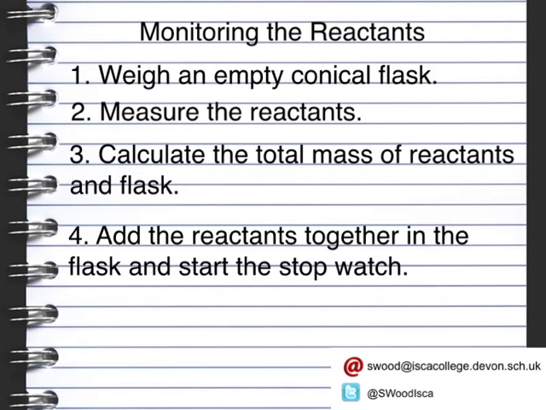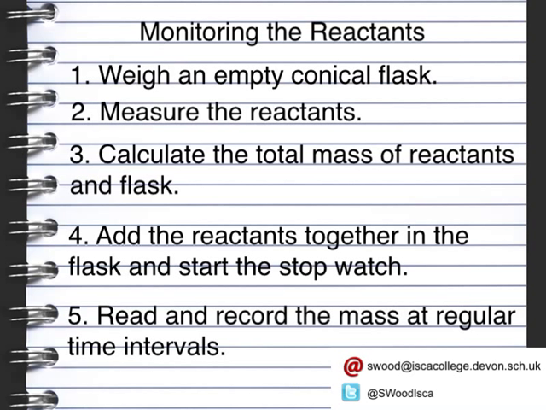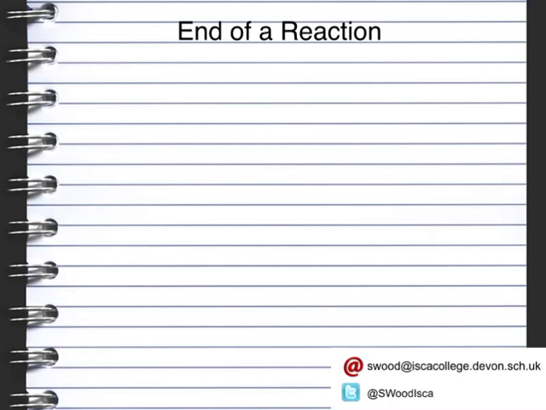Then it's the same as before, which is to read and record the mass at regular time intervals. So again, it could be 5 seconds, 30 seconds, a minute, or whatever it is you decide. Now you can often identify when the end of a reaction is by monitoring either the reactants or the products. If you're monitoring the reactants, then all the reactant will disappear, whereas if you're monitoring the product, then the product will stop being formed.